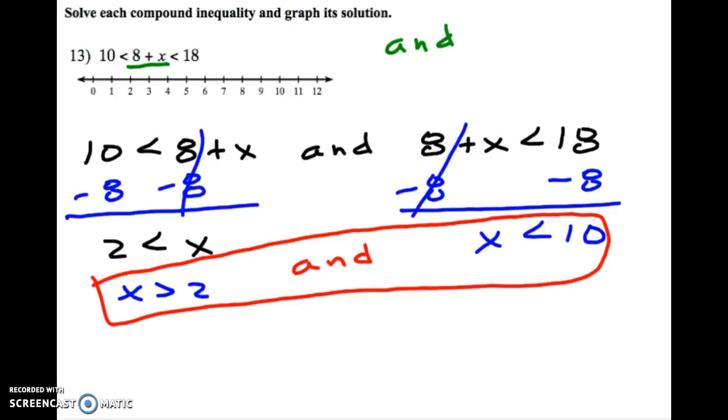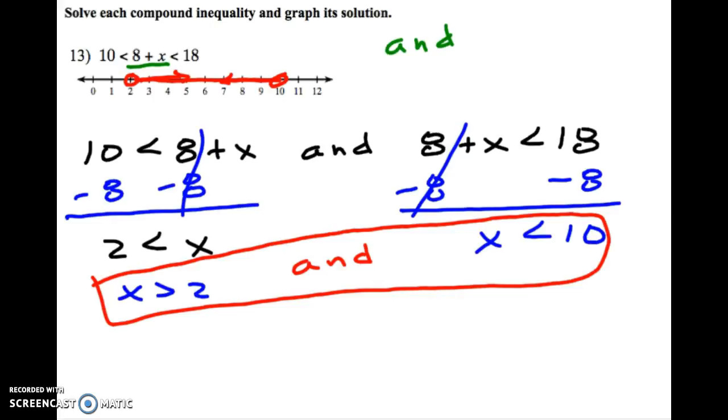As far as the graphing goes, for x is greater than 2, open circle on the 2, and we're going to the right. For the solution on the right, we got x is less than 10, so open circle on the 10, going to the left. So the stuff in the middle between the 2 and the 10 is the overlap, the stuff that works for both equations.